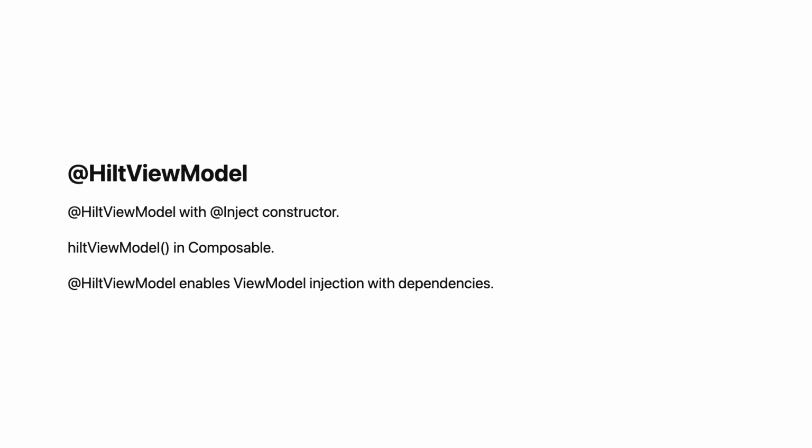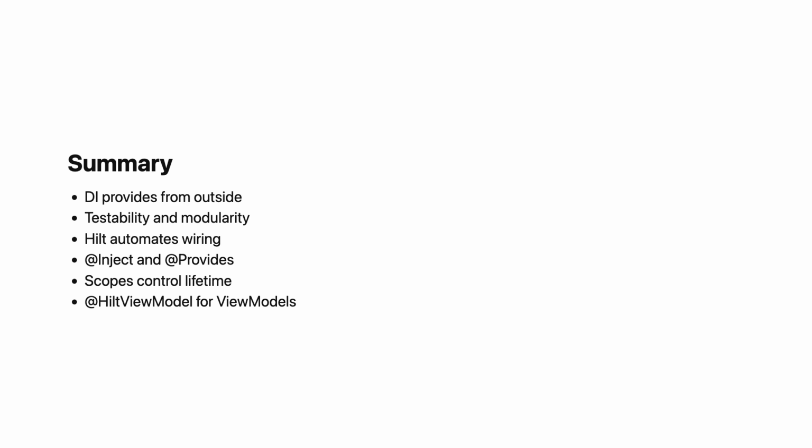@HiltViewModel class UserViewModel @Inject constructor( repository: UserRepository ) : ViewModel. @HiltViewModel marks it for Hilt injection. @Inject constructor receives dependencies. Hilt provides them. In a composable, use hiltViewModel. @Composable fun UserScreen( viewModel: UserViewModel = hiltViewModel() ). Hilt creates the view model with all its dependencies.